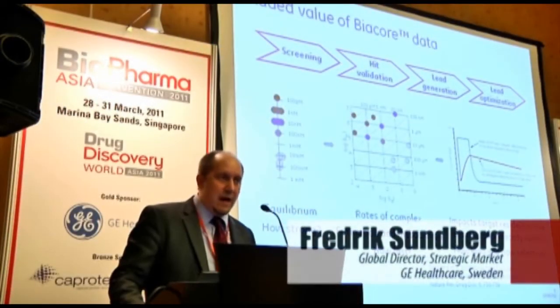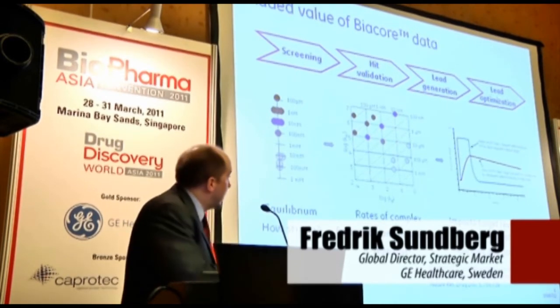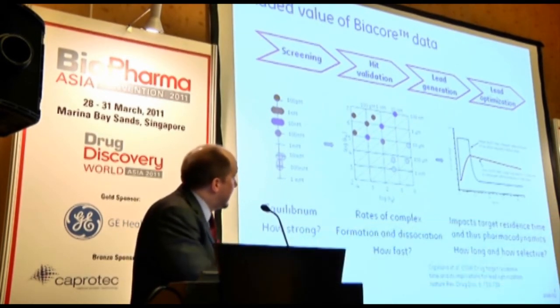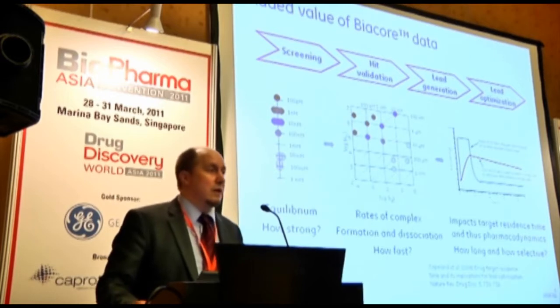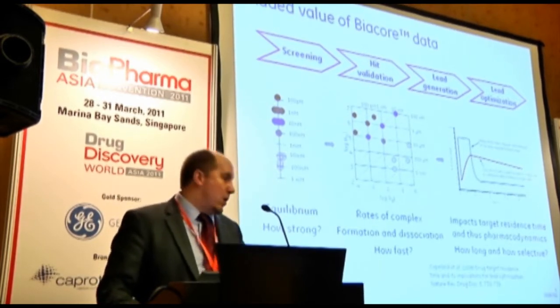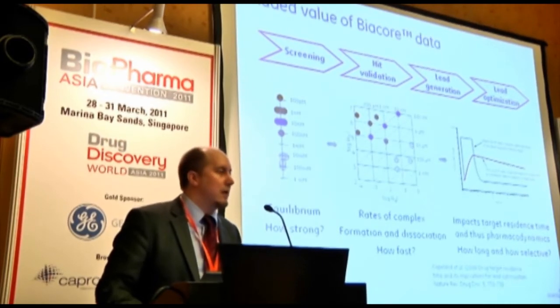What is then that unique value and added value of the BIACOR platform in drug discovery? It's really, as I mentioned, the capability of getting kinetic information of an interaction. If you're looking at these three blue dots over here, they have the same affinity, around 10 nanomolar. And if you were using an equilibrium-based method, you would say that they have a similar binding behavior, the same strength of binding, so I could take either one of them.